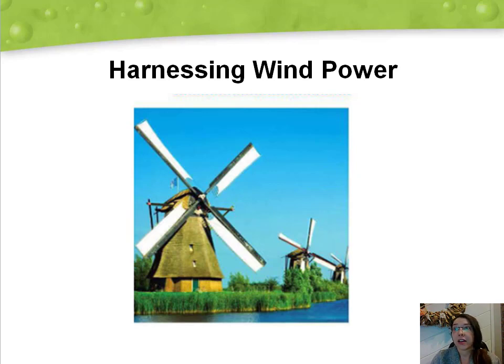So people have used wind power for thousands of years. Windmills have been used to grind grain into flour, and they have been used to pump water, to drain wetlands, and to irrigate crops. And even today, farms and ranchers in parts of the U.S. still use windmills to draw up water to give to their cattle.